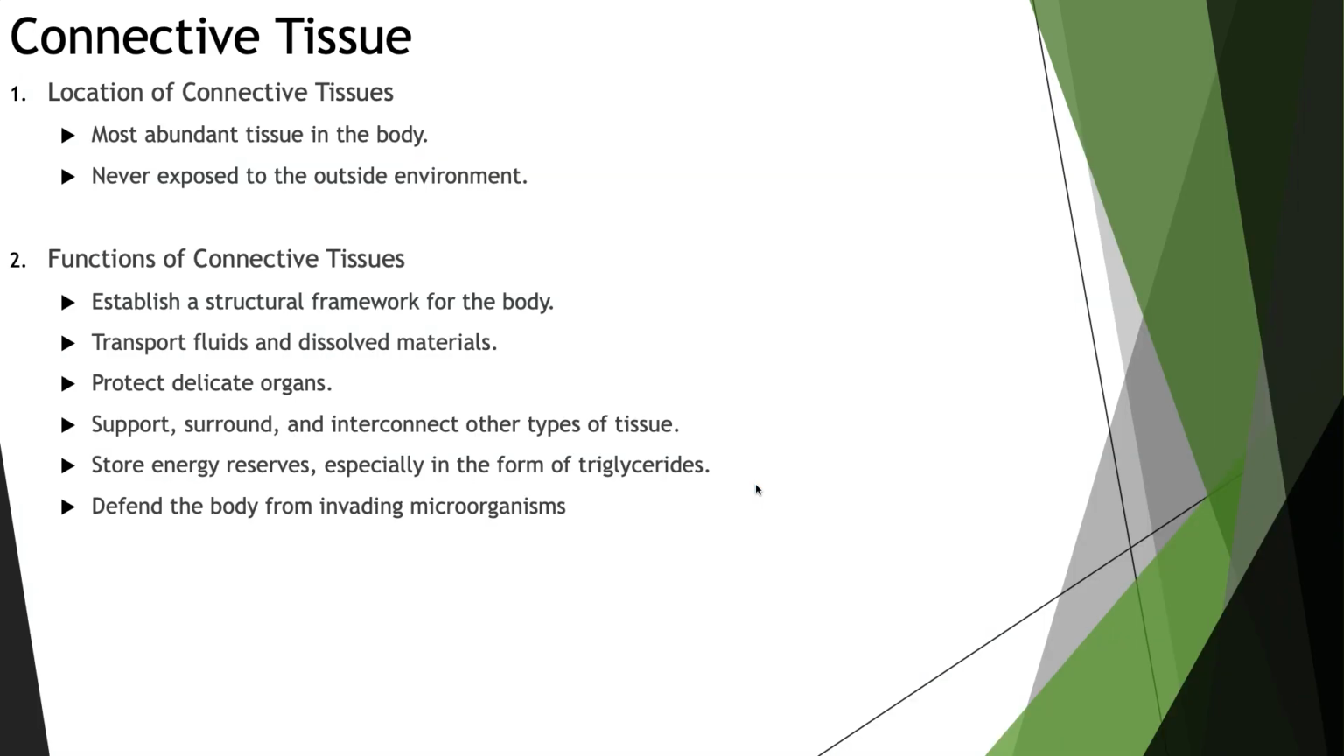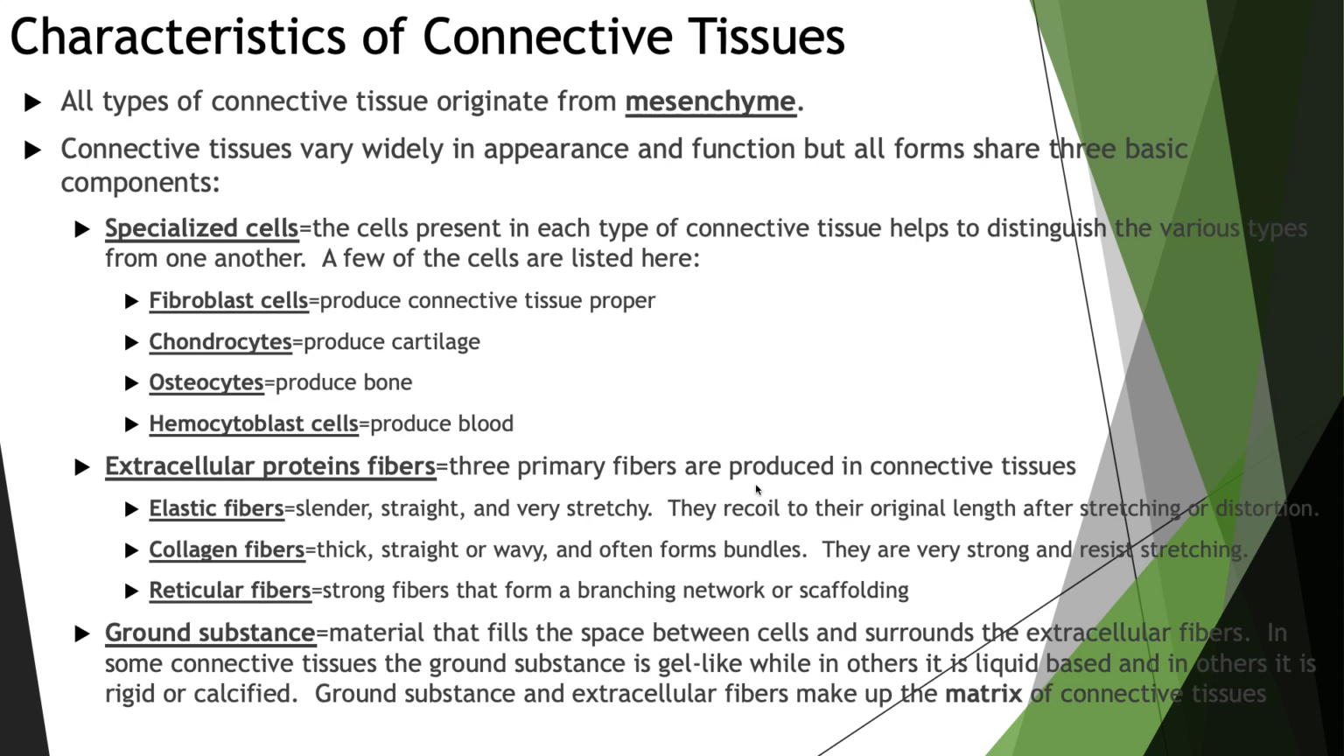All right, now we're getting into the connective tissue, and these are usually the most abundant tissues in the body, usually never exposed to the outside environment, or at least they should be, and if they are, you should probably go see your doctor. The functions of connective tissues, if you know what the word connective means, you can probably figure these out. They essentially establish a structural framework of the body. They transport fluids and dissolved materials, protect delicate organs. They support, surround, and interconnect other types of tissues, and things like that.